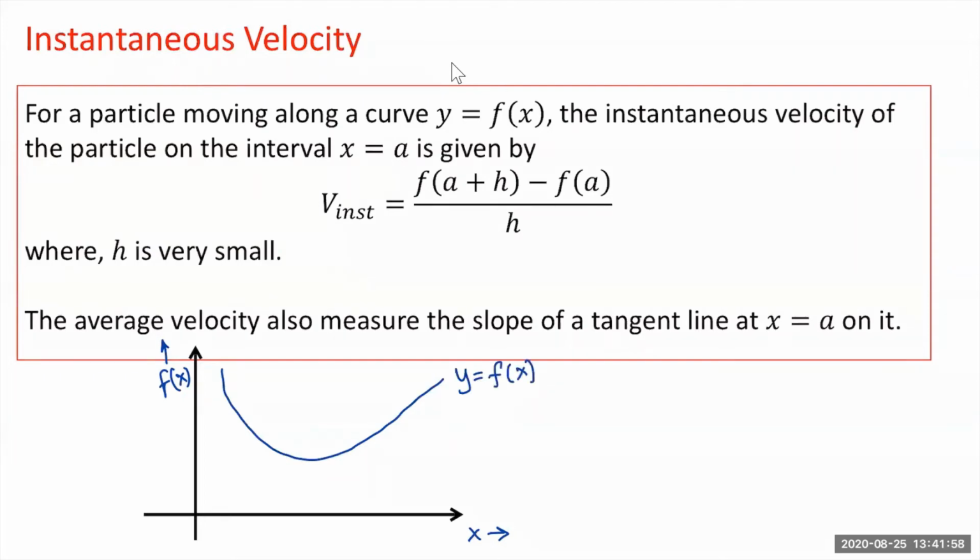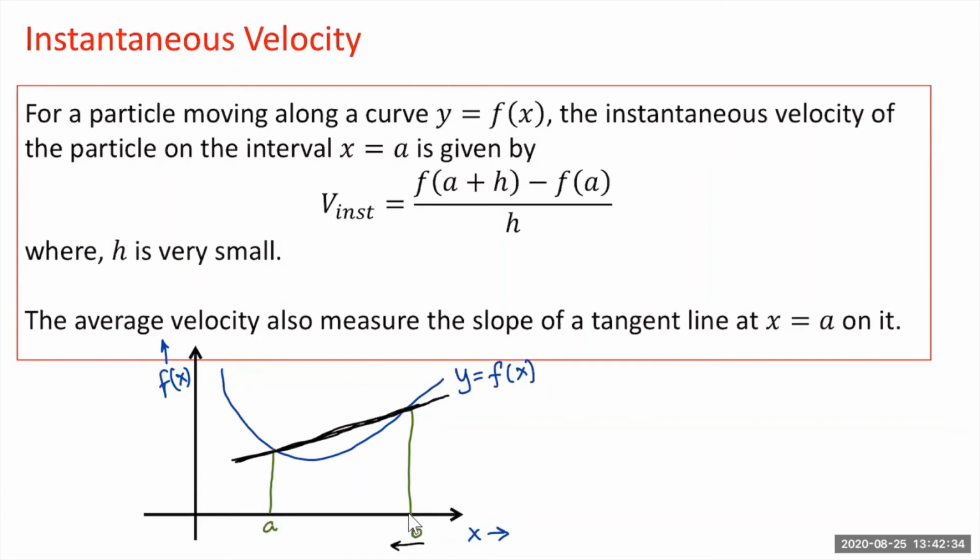What we learned so far in instantaneous velocity is this. If you are calculating the average velocity between x equal to a and x equal to b here, the average velocity is the slope of the secant line. Your average velocity will give you the slope of that line there, which is called the secant line. Now what I'm going to do is move this b closer and closer to a.